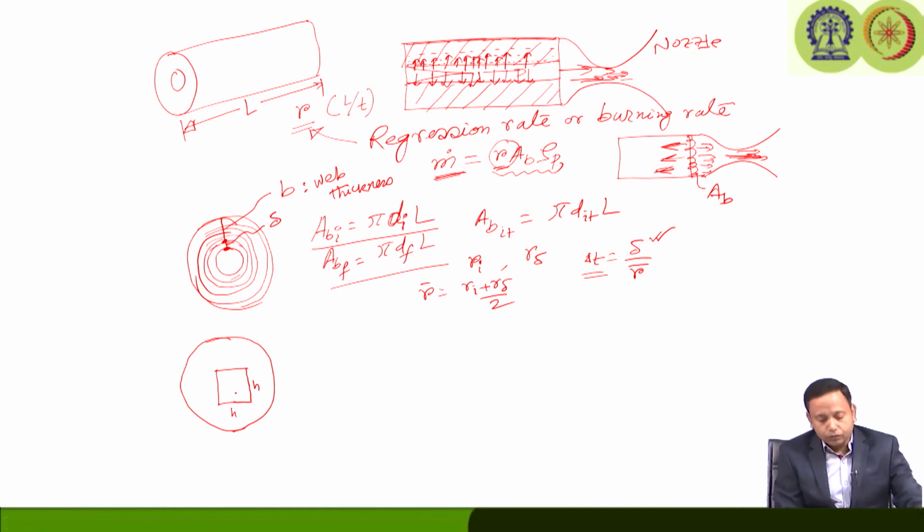Now, what about the case for the square configuration? If we are asked to find out the initial burning surface area, what can we write? We can write, you see, it is extended over the length L. If the grain has the length of L, each side is h times L. So, there are 4 of them. So, we can simply write 4 h L, that is our initial burning surface of the grain.